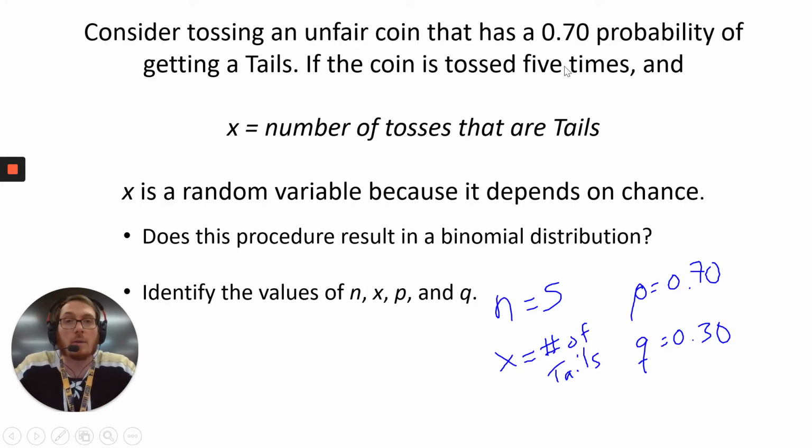Okay, so here's back to our 70% chance of getting a tails. X is the number of tosses that are tails. First off, does this fit a binomial distribution? The answer is yes. The probability of success is the same every time, there's a fixed number of trials, they're independent, and we have P and Q. So in this case, if I toss it 5 times, that's N. X is the number of tails, so that'll be different depending on the question. Probability of getting a tails, a success here, would be 70% or 0.7. Probability of failure would be 0.3. And those two should always add to 1.